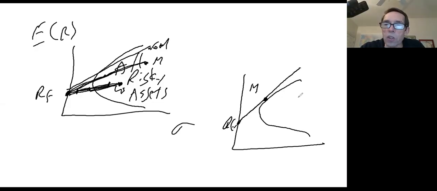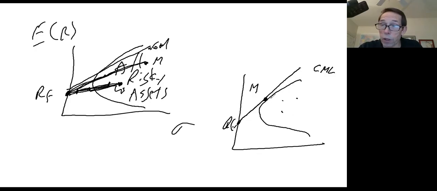Now, nobody wants to be here because you're dominated if you're up here. Nobody wants to be here. You're dominated if you're up there. Nobody wants to be there. Nobody wants to be anywhere inside this portfolio. Everybody wants to be on this line. By the way, that line has a name. It's called the capital market line. And the reason why it's called the capital market line is because portfolio M, if you've read the chapter, you know this, portfolio M is the market portfolio.